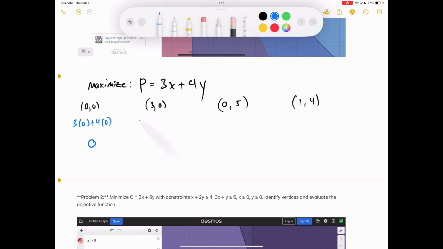On this next one, we plug a 3 in for my x and a 0 in for my y, so I get 9. The next one, we plug a 0 in for my x and a 5 in for my y, so we get 20.